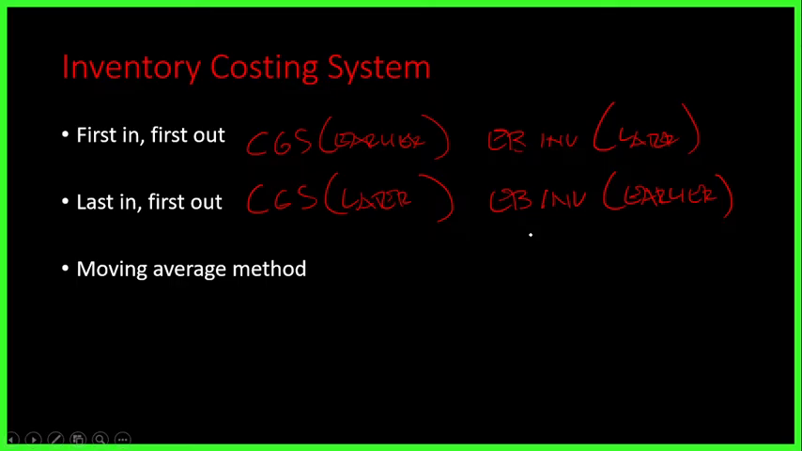Okay, wherein the average cost is computed every time a purchase is made. Therefore, we cannot use this using the periodic inventory system, kasi every time a purchase is made, sabi niya, therefore, you have to have a complete record for your inventories. Okay, alam mo kung ilan yung running inventories mo as of this date, okay, what is the running cost or balance so that you can compute for your average unit cost.